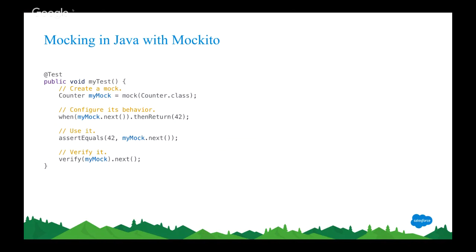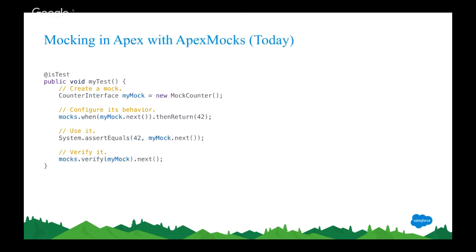Now let's compare this to something like ApexMocks and how this would work there. The main difference you're going to note right off the top is the difference in how a mock is created. You'll notice that we're actually casting it to an interface. And instead of instantiating a mock of a particular class, we're actually instantiating a class that's in the system. Even though we're calling it mock counter, it's a class that we actively have to maintain in one way or another. So this is actual code that's going to live in your code base that's purely used for mocking.